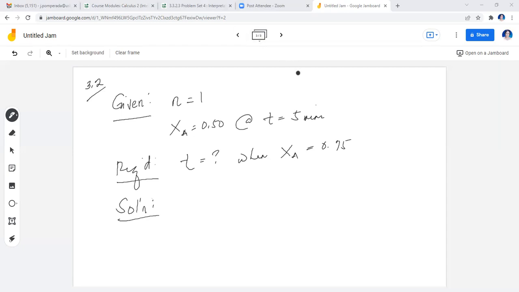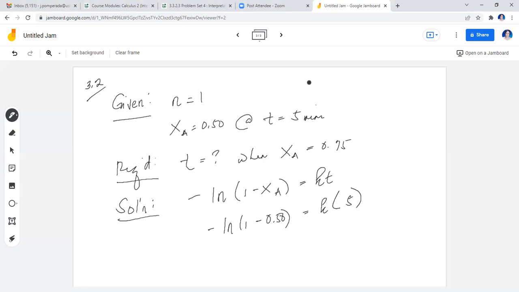So there's a suggestion here from Dexel. You use ln of 1 over 1 minus xa equal to kt. Thank you, Dexel. So this is what you're going to do so that you won't have a rational argument for your ln. So you have it written like that, negative ln of 1 minus xa equal to kt. Of course, it's very important that we get the rate constant because we already know the n. So using this pair of information, negative ln of 1 minus 0.5 is equal to k times the time, which is 5 minutes.